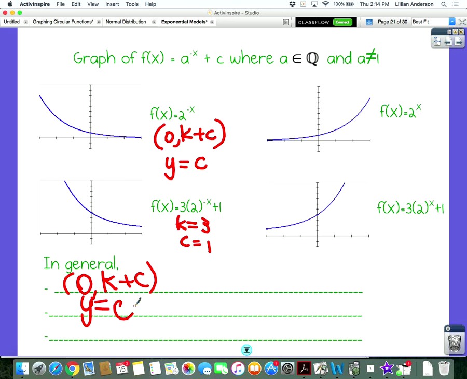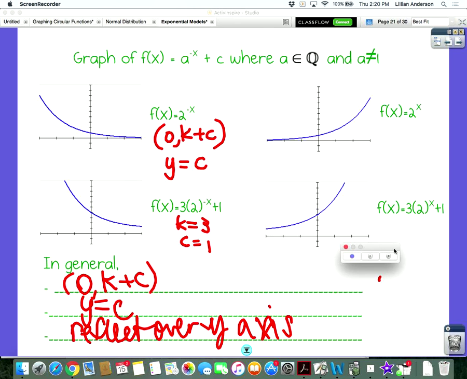But yes, there is something different about the ones that are negative. And the last one is going to reflect over the y-axis. Every single one of these is a reflection over the y-axis. You can test it out. Do 2/3 to the negative x versus 2/3 to the positive x. And you'll see it's still a reflection over the y-axis. Questions on your properties of exponential functions?